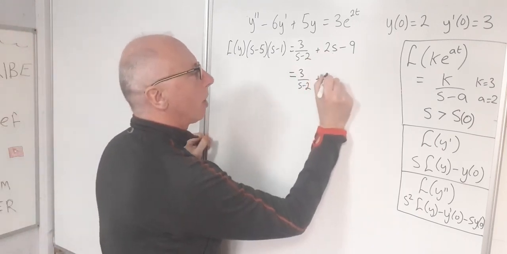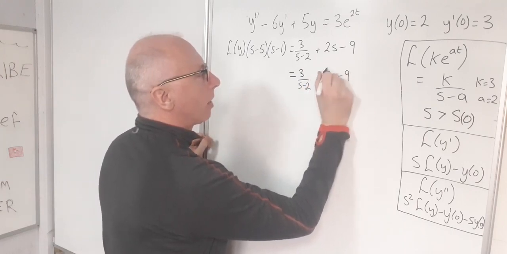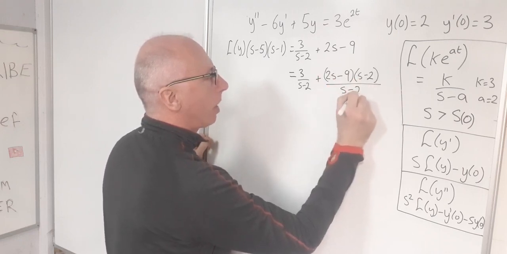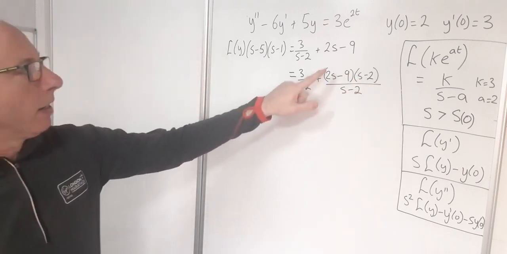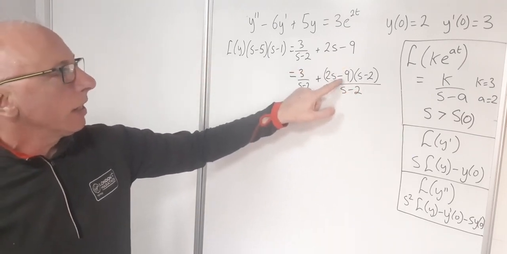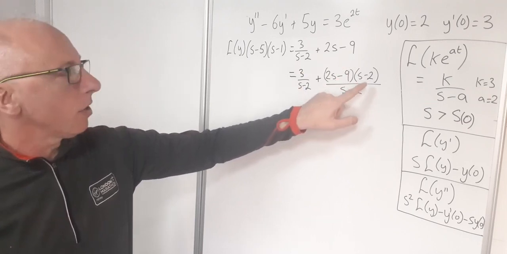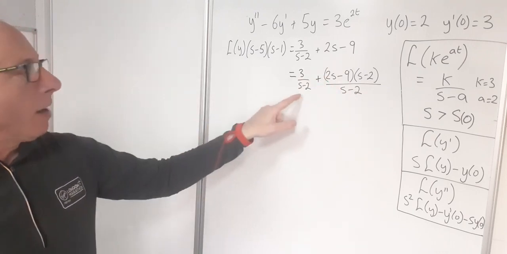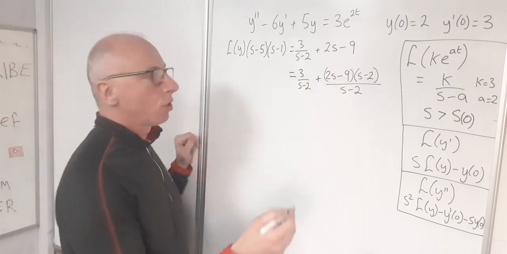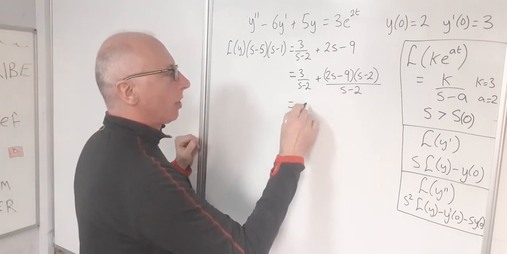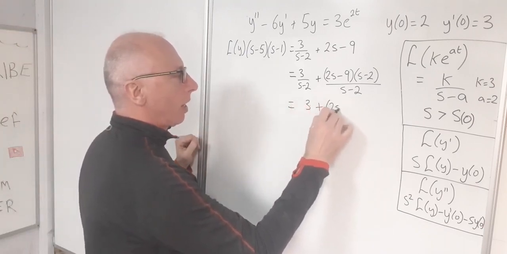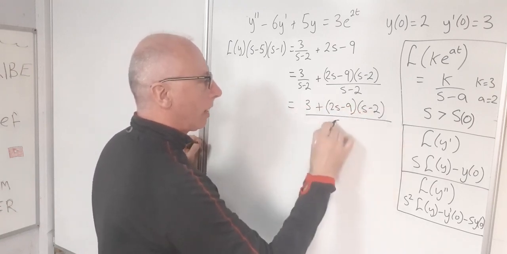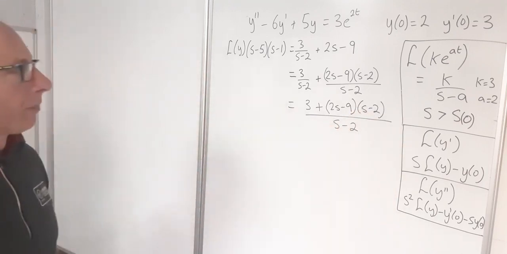So plus 2s minus 9 times s minus 2, and then divide that by s minus 2. That way then I've got the whole thing, nothing's changed. I've just factored that one into that, and then that one becomes there. So I've got s minus 2 over s minus 2 times that term there. Okay, so now rewrite that with just s minus 2 on the denominator and just one expression. So now I've got 3 plus 2s minus 9, s minus 2, and that's all divided by s minus 2.